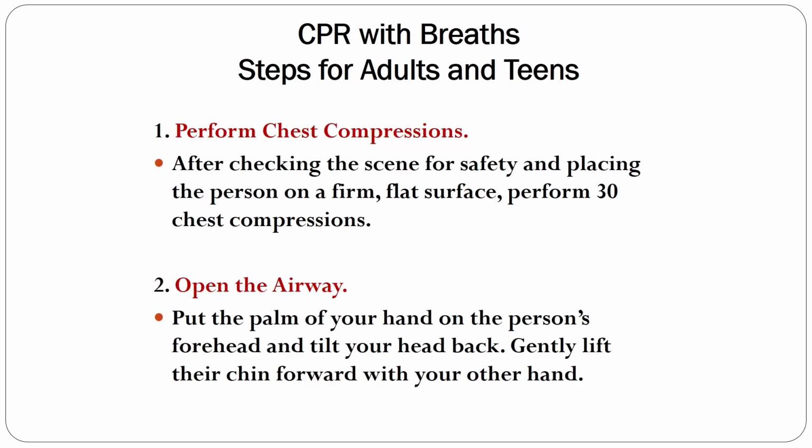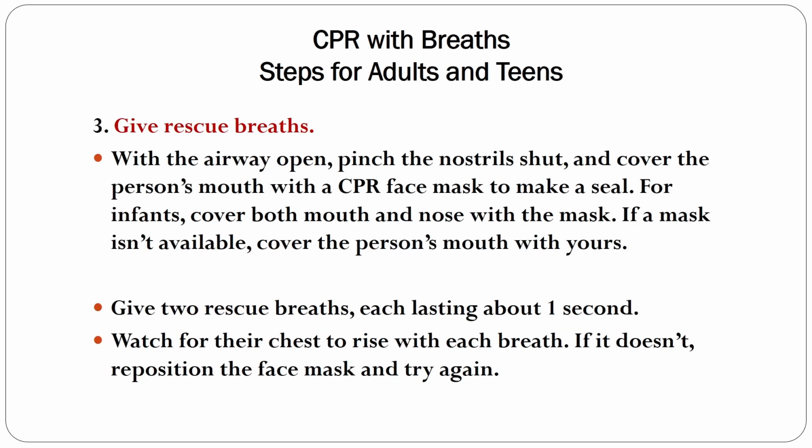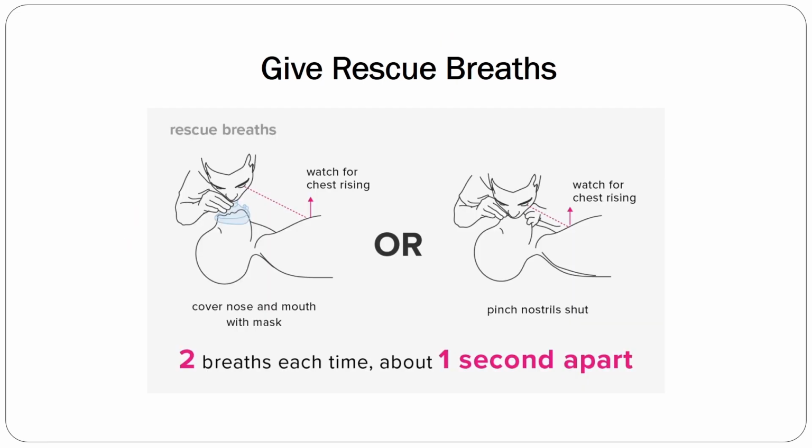So, CPR with brace steps for adults and teens: perform chest compression, open the airway, give rescue breaths. With the airway open, pinch the nostrils before giving a rescue breath, or cover the nose and mouth both with the mask and then give the rescue breath. Give 2 rescue breaths, each lasting only 1 second, and watch the chest rise on each breath. If it does not, reposition the mask and try again. Here we saw how the rescue breath is given and how you will see the chest rising.